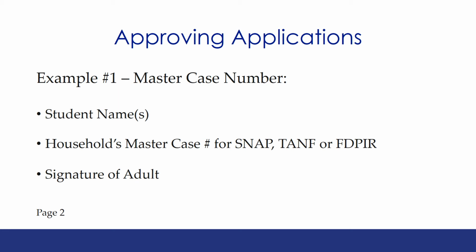Our first example can be found on page 2 of your handout. It involves a master case number. A complete application will include the student's name, the household's master case number for SNAP, TANF, or FDPIR, and a signature of an adult. If we look at this example, we have Justin Brown listed at the top. In Part 2, the master case number has been entered. In Part 4, Sue Brown has signed the application, and she is not required to list the last 4 digits of her Social Security number.